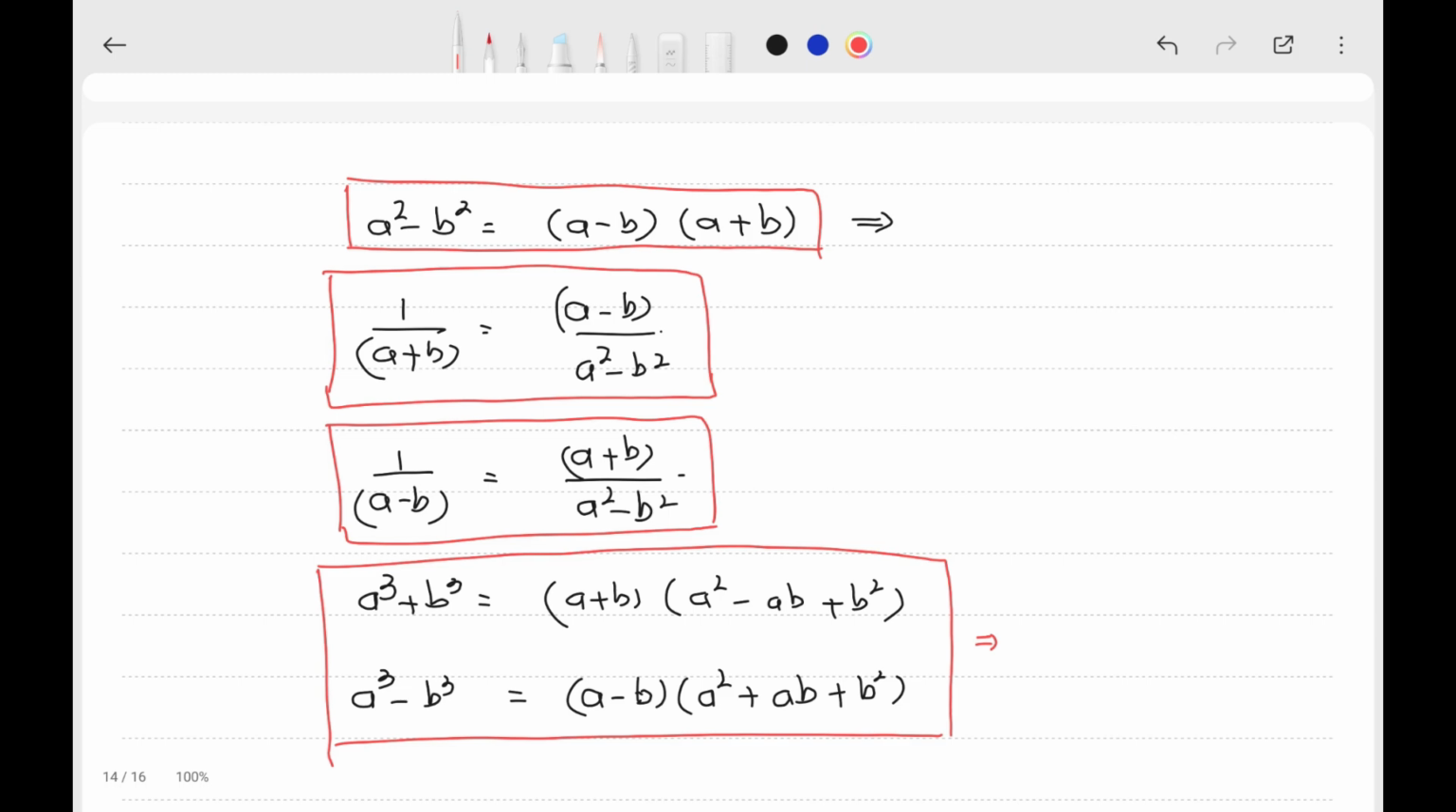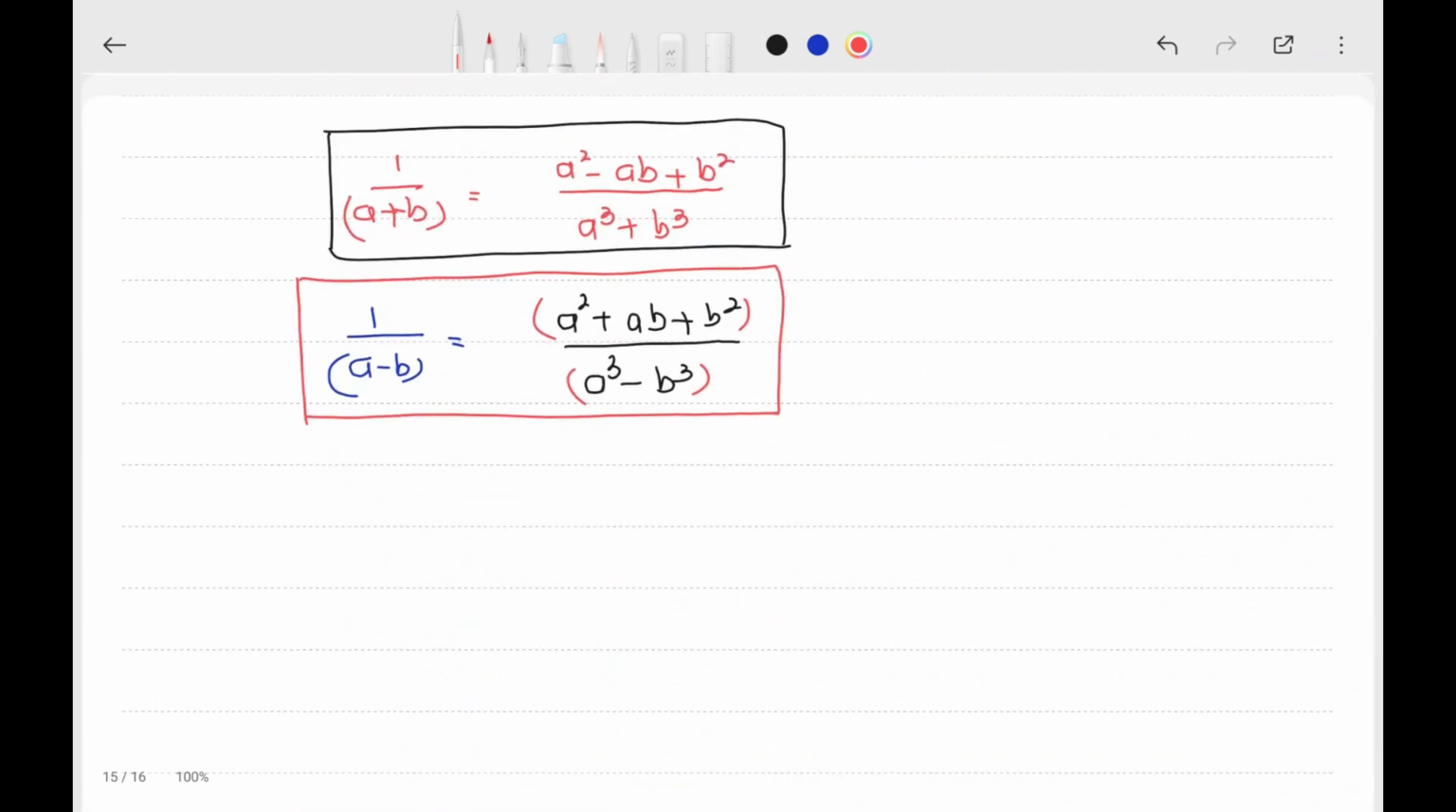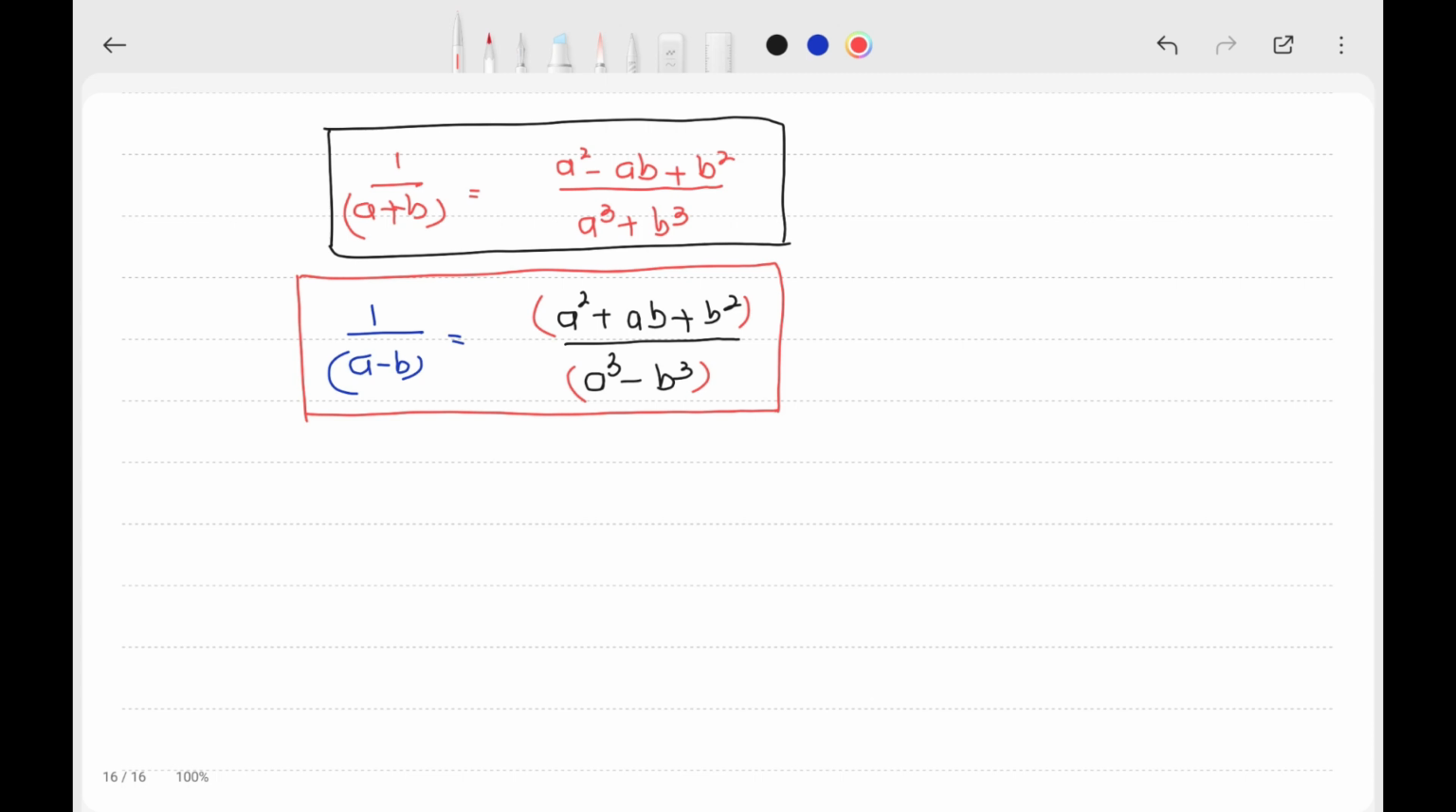1 by a minus b is equal to a plus b by a square minus b square. A cube plus b cube is equal to a plus b into a square minus ab plus b square. A cube minus b cube is equal to a minus b into a square plus ab plus b square. 1 by a plus b in cubic terms is a square minus ab plus b square by a cube plus b cube. 1 by a minus b is equal to a square plus ab plus b square by a cube minus b cube.